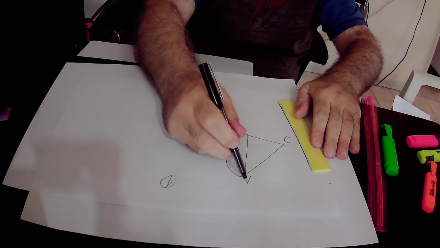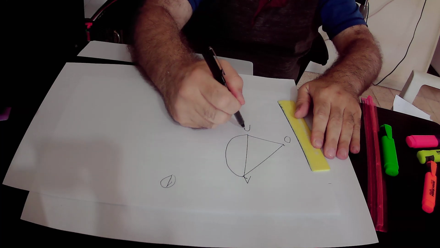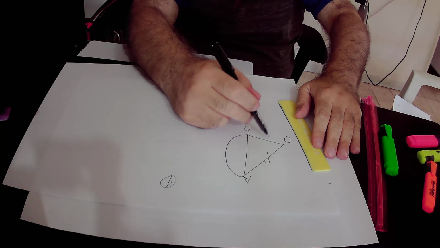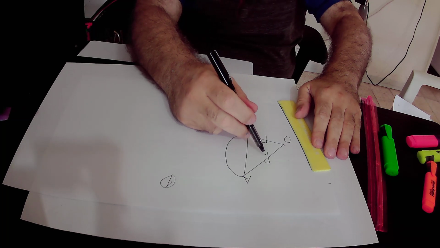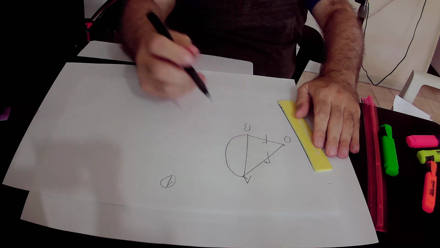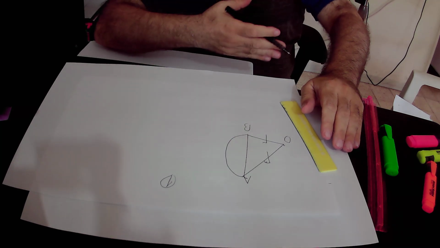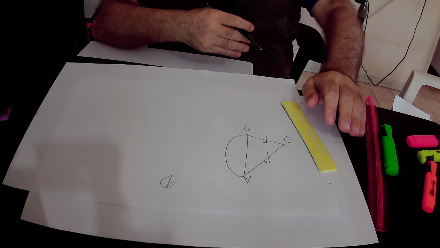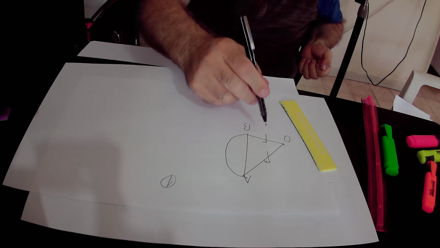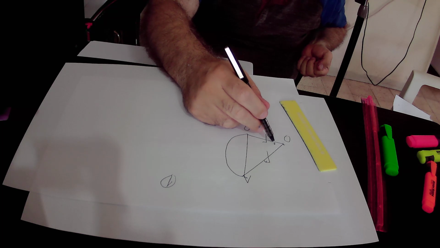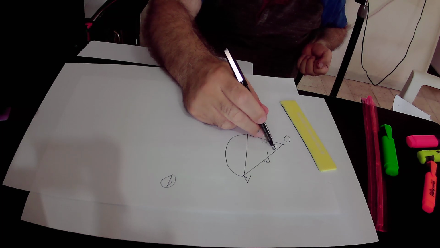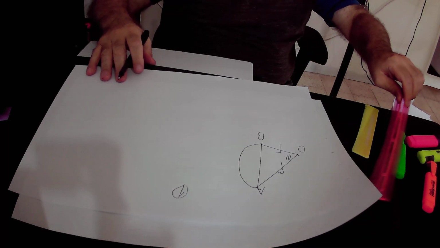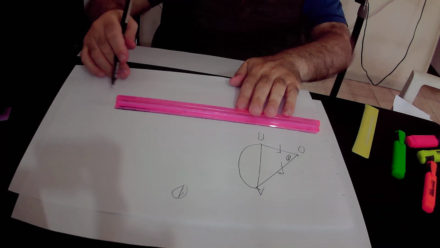Sector OAB. AO equals R, and OB also equals R. They are both the radii of the circle or semicircle that contains the sector. And the angle between the legs of the sector is theta. So, what is the area of this sector?